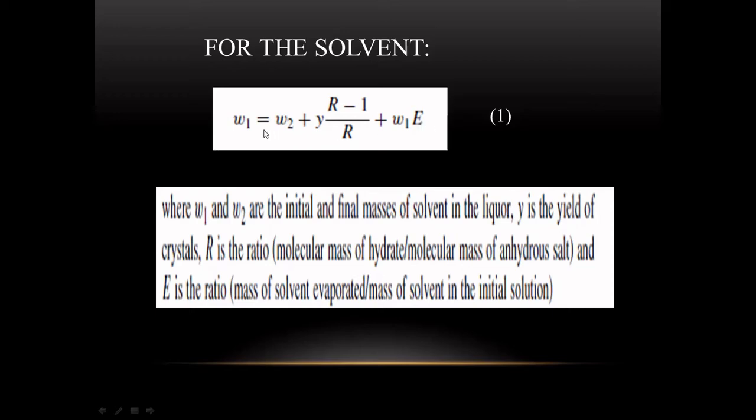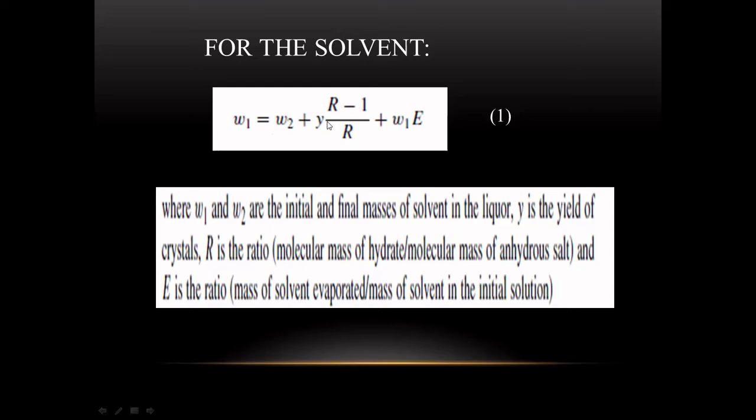So you have four things that need to be determined. That way, the Y, the yield, using this particular solvent balance, can be determined. So you need to know W1, W2, R, and E.